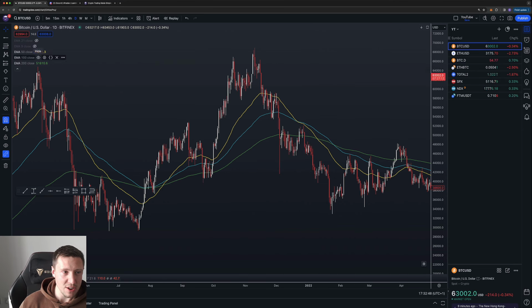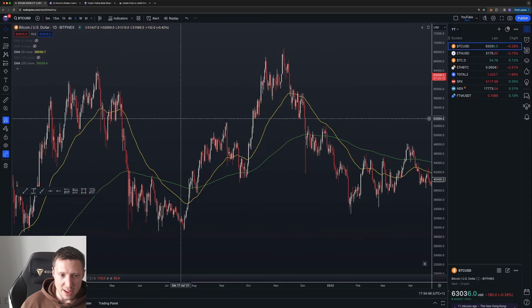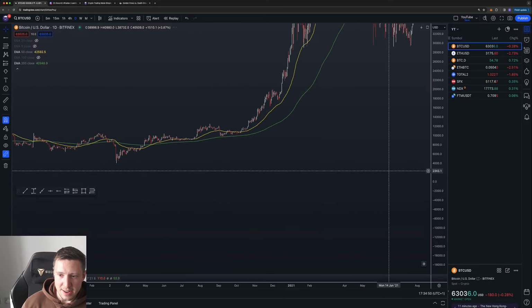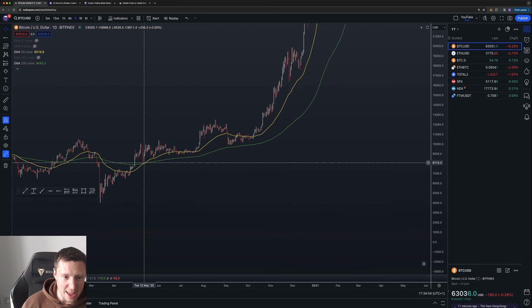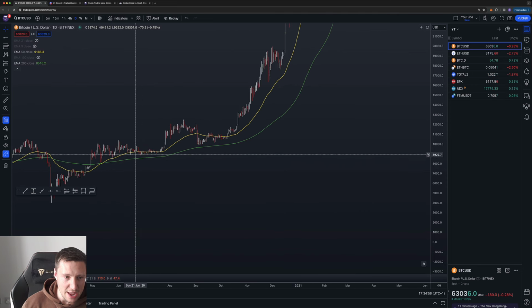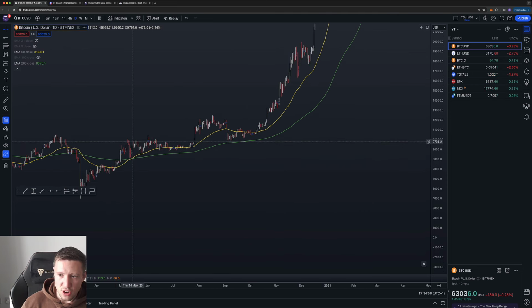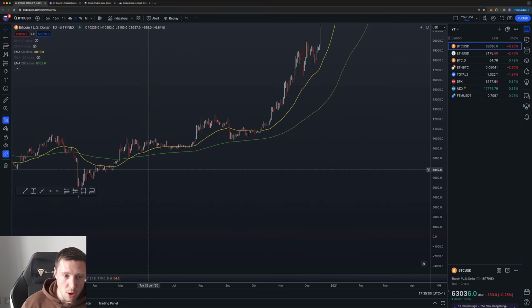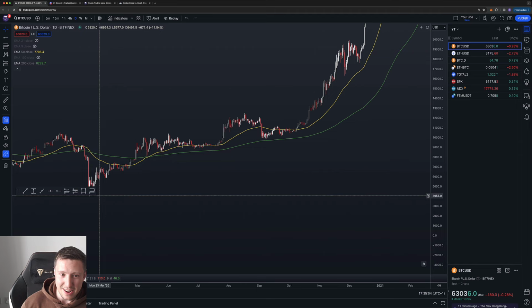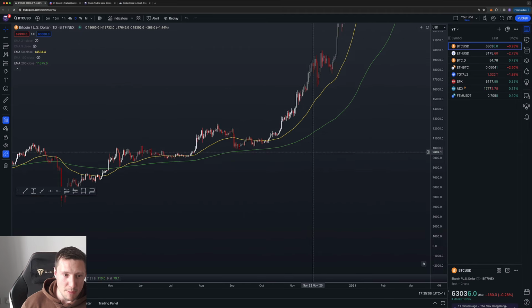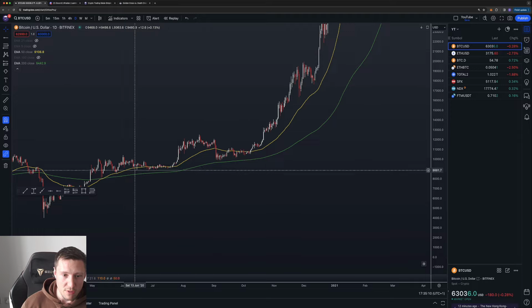So if we just get rid of the 100 and leave the 50 and the 200, again, we go back and take a look at when we first got the golden cross. So this was back here in May 2020, and you're getting in at around just under 10k. Now, granted, that would have been a fantastic entry, bearing in mind where we went to. However, the bottom was down here at 4k. So you're already about, what, 150% up from that point before you've even entered.